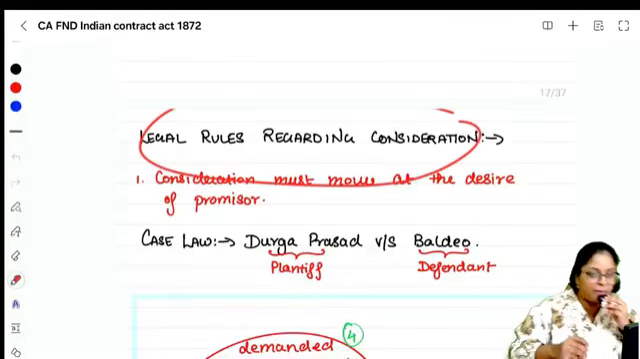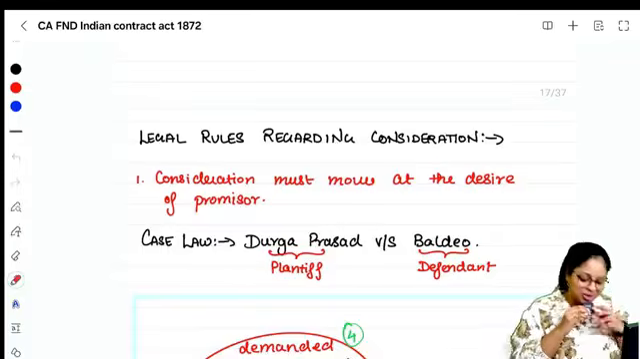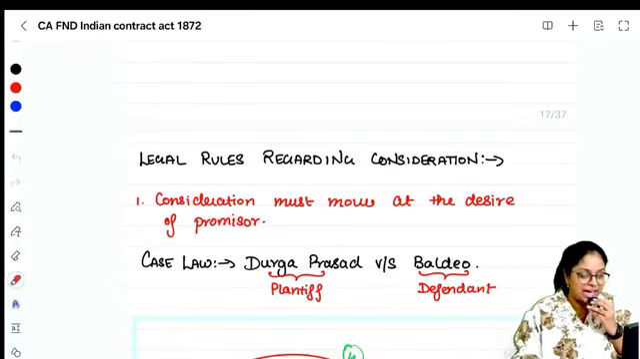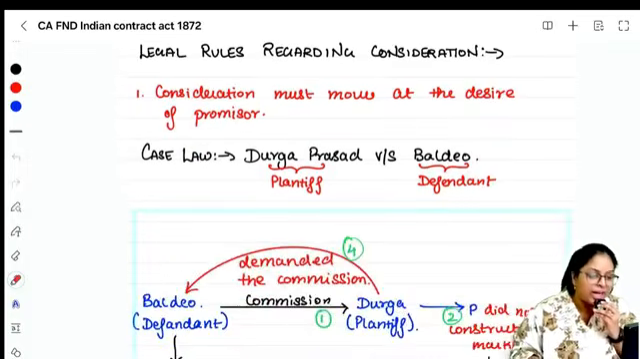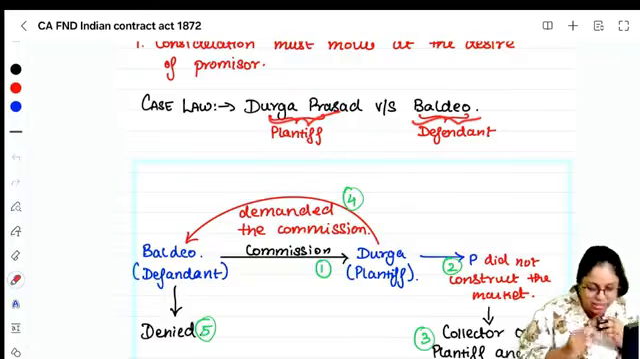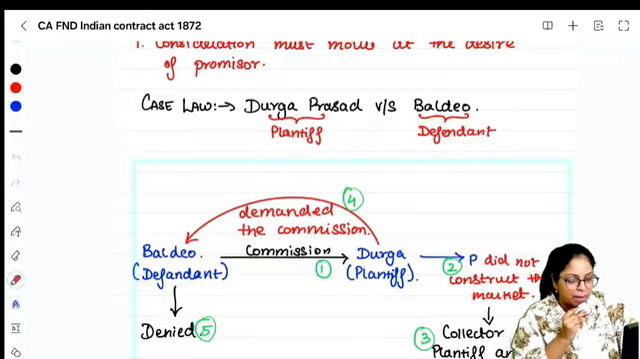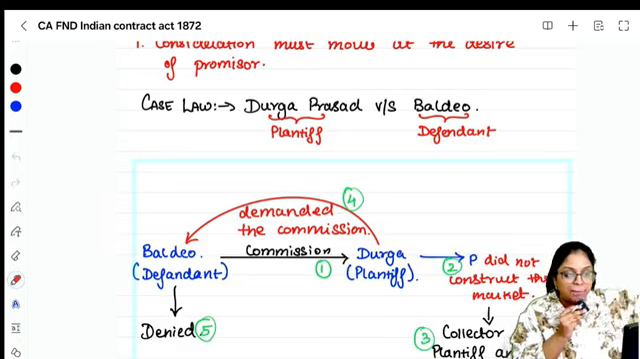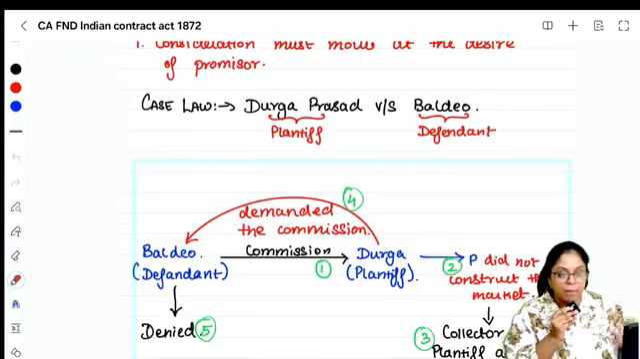Now let's read the legal rules relating to a consideration. Consideration must move at the desire of the promisor. For this, there's a classic case law of Durga Prasad versus Baldio. Here Durga Prasad was a contractor. Who first asked him to build a marketplace? The shopkeepers did.